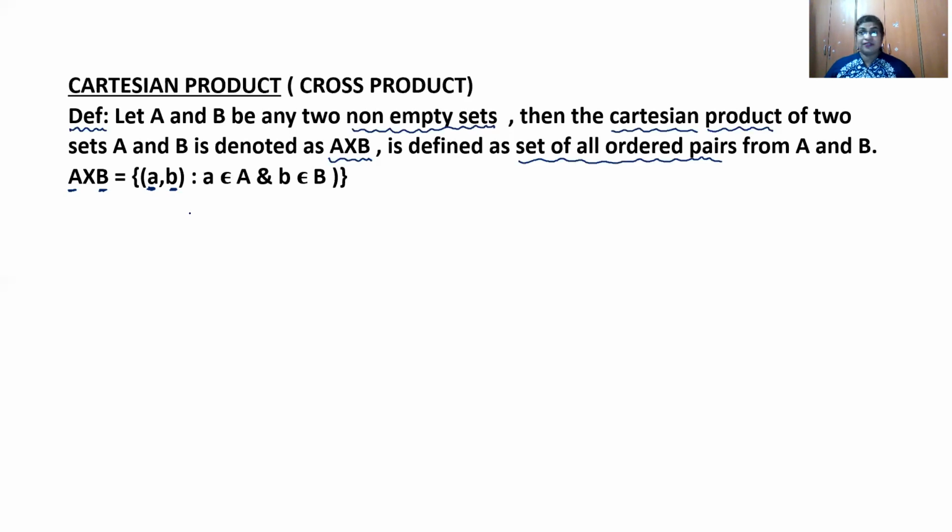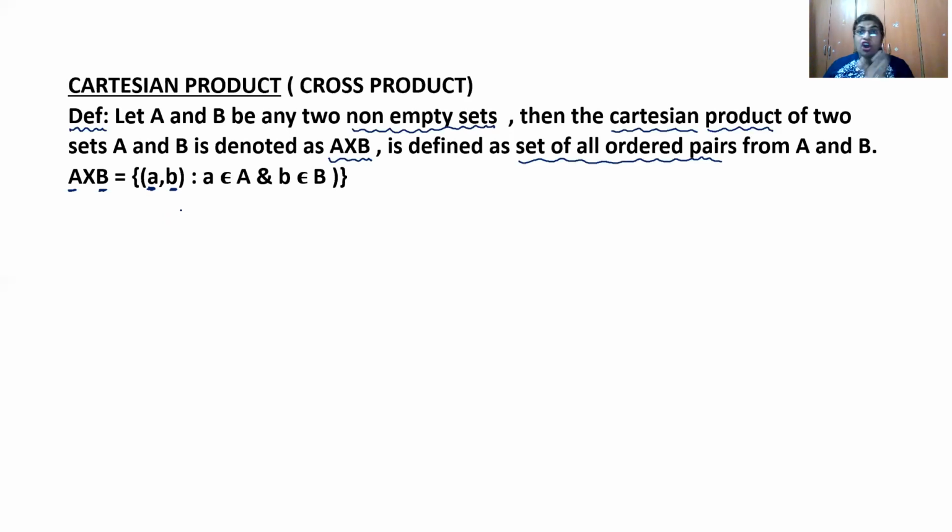Once again, quickly we will recall: what is a Cartesian product? You already know the Cartesian plane. How do you mark a point in the Cartesian plane? That is also an ordered pair, isn't it? We check which is the x coordinate, then the y coordinate, and then we mark the point. Exactly the same. This is the Cartesian product of two non-empty sets.